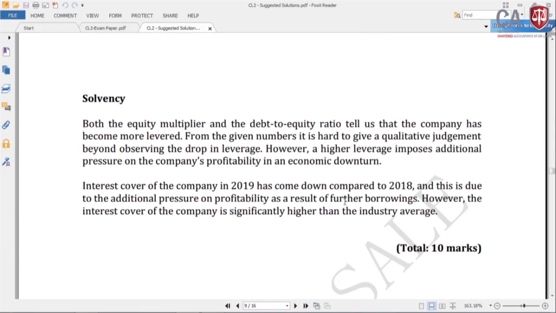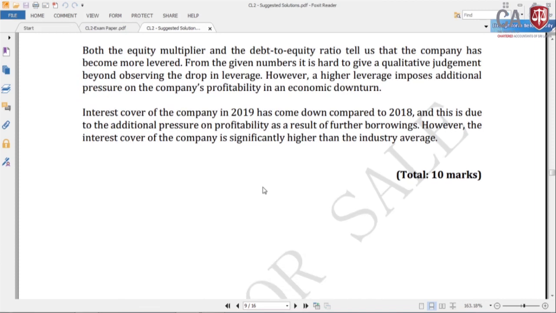Solvency, both the equity multiplier and debt to equity ratio tell us that the company has become more levered. From the given numbers, it is hard to give a qualitative judgment beyond observing the drop in leverage. However, a higher leverage imposes additional pressure on the company's profitabilities in an economic downturn. Interest cover of the company in 19 has come down compared to 18, and this is due to the additional pressure on profitability. As a result of further borrowings, however, the interest cover of the company is significantly higher than the industry average.